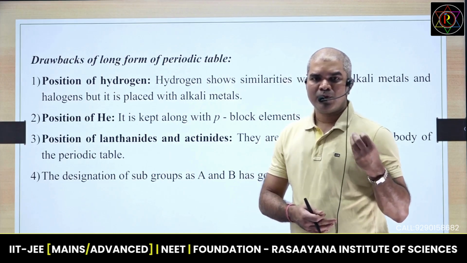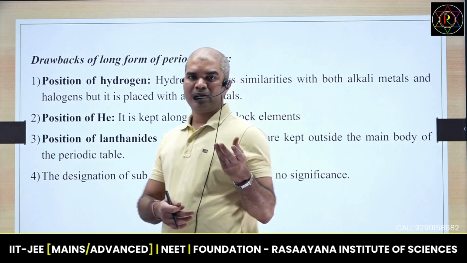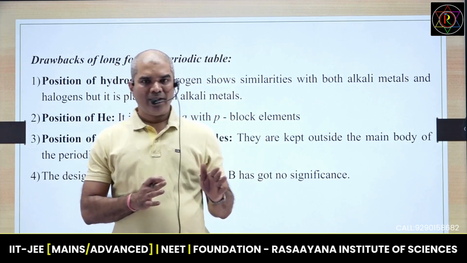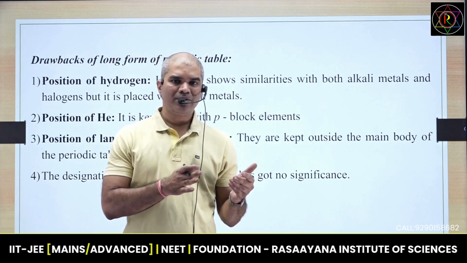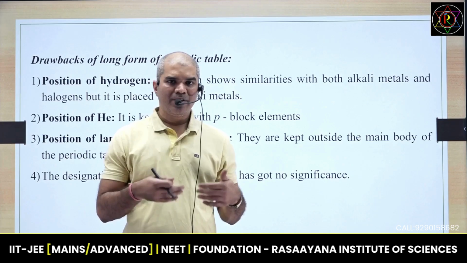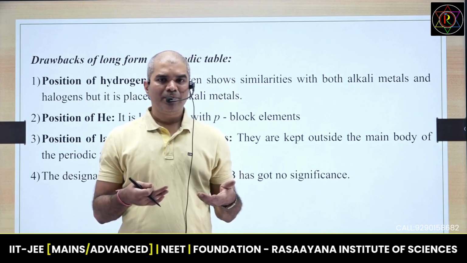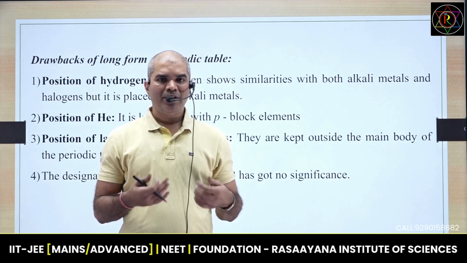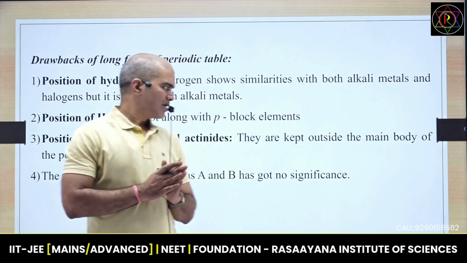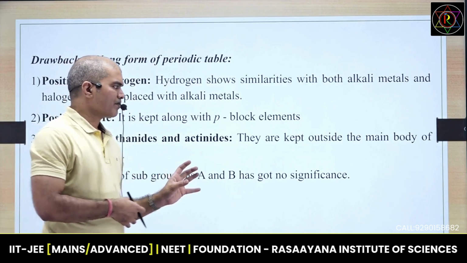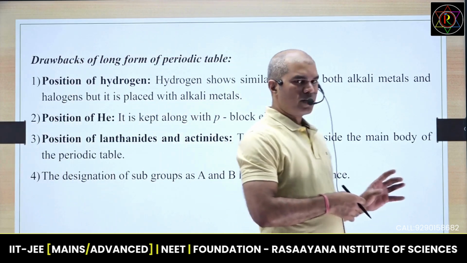Now mostly it is used in all texts. We very commonly use 1A, 2A group of elements. Instead of saying first group, second group, 17th group or 18th group, we say halogens, or we use the term 8th group, or we use the term 1B, 2B, 3B and so on. Okay, these are the drawbacks. So this is all about the various types of classifications.